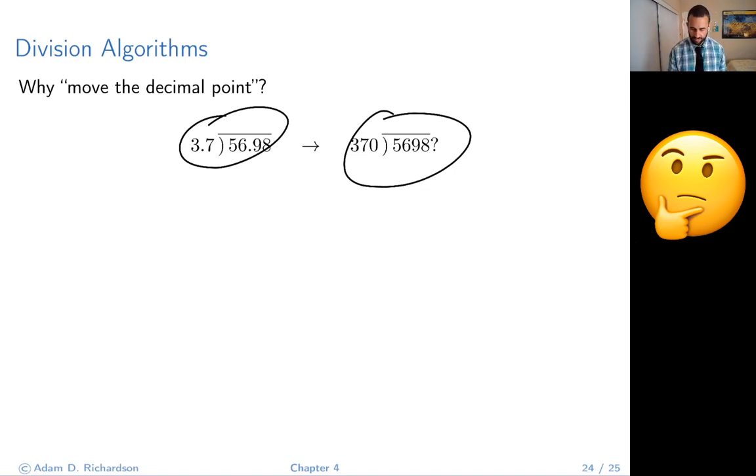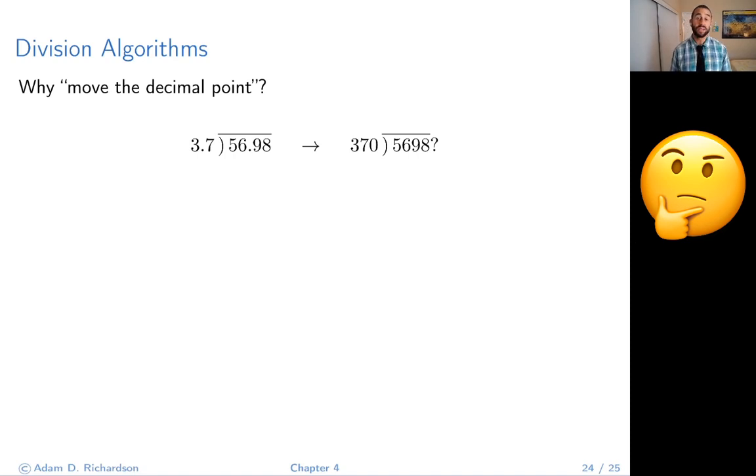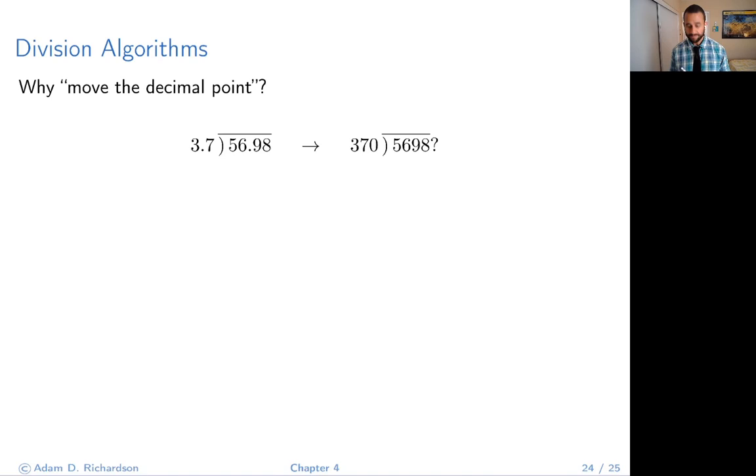Okay, so let's talk about this. One of the reasons that teachers tell students to do this is because it makes it easier. But why does it make it easier? Well, it's because students are comfortable with whole numbers, but they're not comfortable with numbers that have a decimal smaller than one. But they shouldn't be.